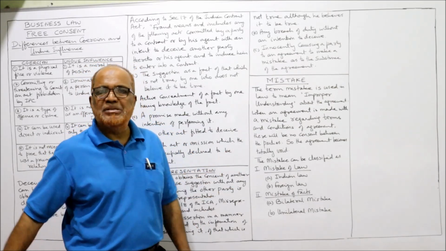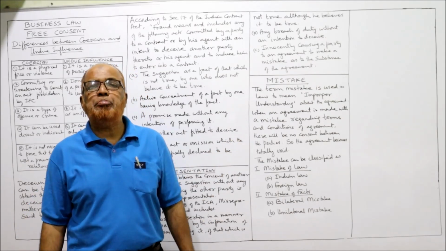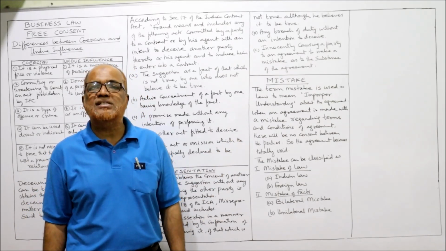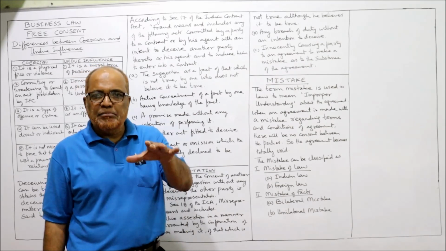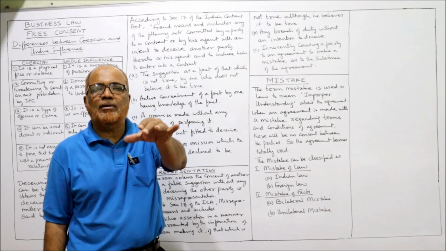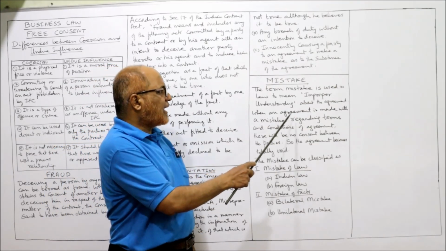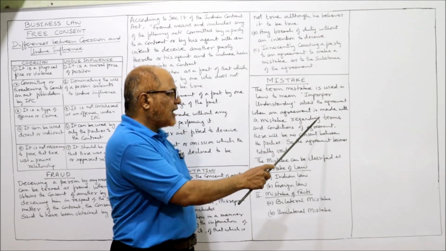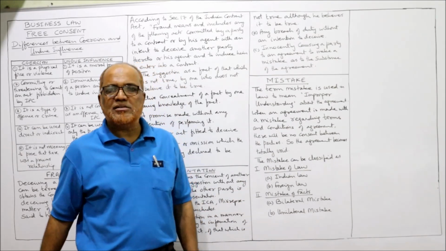The last one is mistake. The term mistake is used to mean improper understanding about the subject matter of the contract. If there is misunderstanding about the subject matter of the contract, that amounts to mistake, right? So when an agreement is made with a mistake regarding the terms and conditions of the agreement, there will be no consent between the parties.